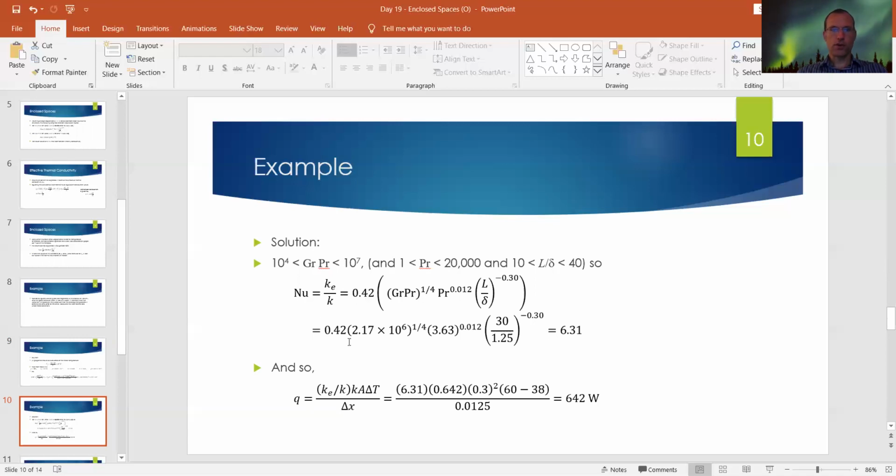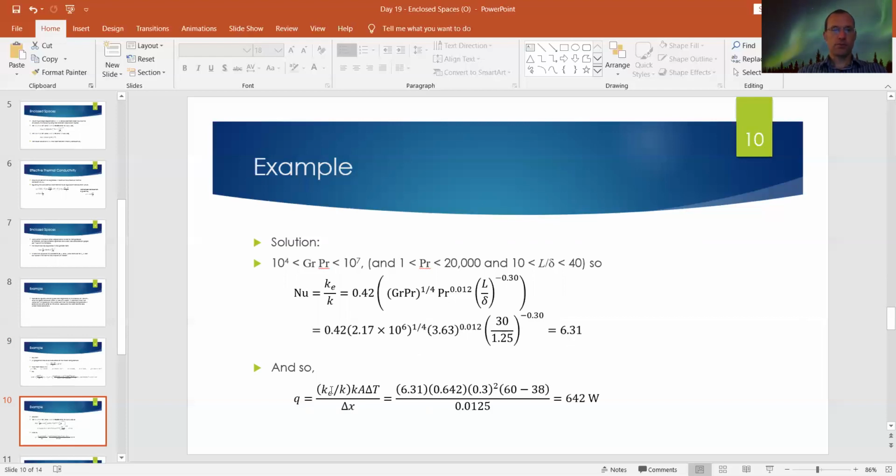So Nusselt number equals 0.42, Rayleigh number was 2.17 times 10 to the 6th, take that to the 1/4 power. Prandtl number 3.63 to the 0.012 power. Then L, the height of these plates, was 30 centimeters. Delta between them was 1.25 centimeters. Don't need to worry about converting that because it's centimeters over centimeters, so it goes away anyway. So the negative 0.3 power gives me a Nusselt number of 6.31.